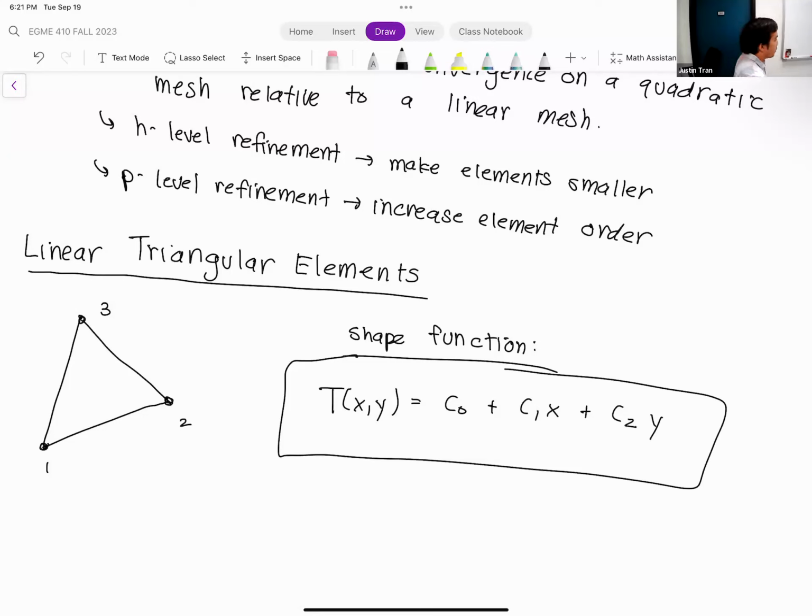And so our shape function for a linear triangle element is C0 plus C1x plus C2y. So it looks very similar to our linear quadrilateral. But of course, we're missing that term at the end. Okay. So there's no mixed term at the end.